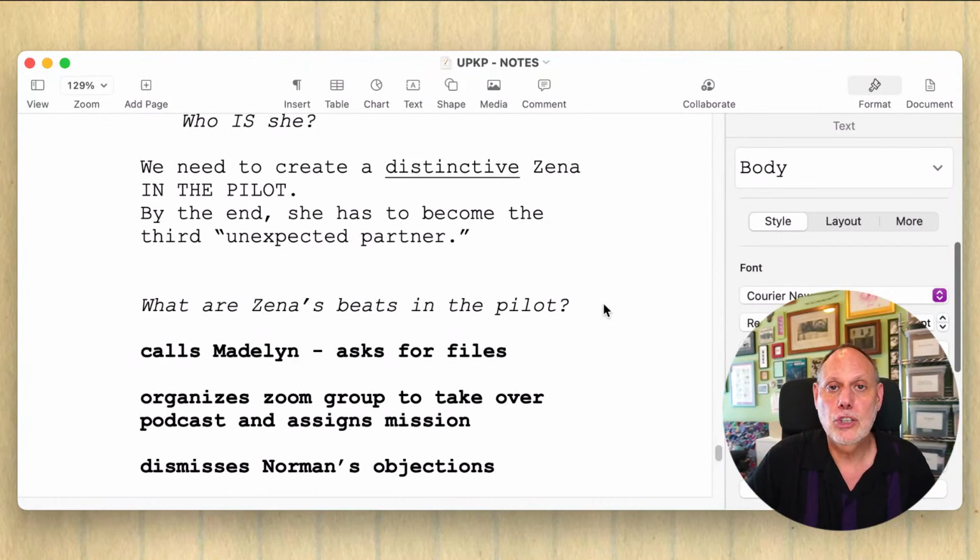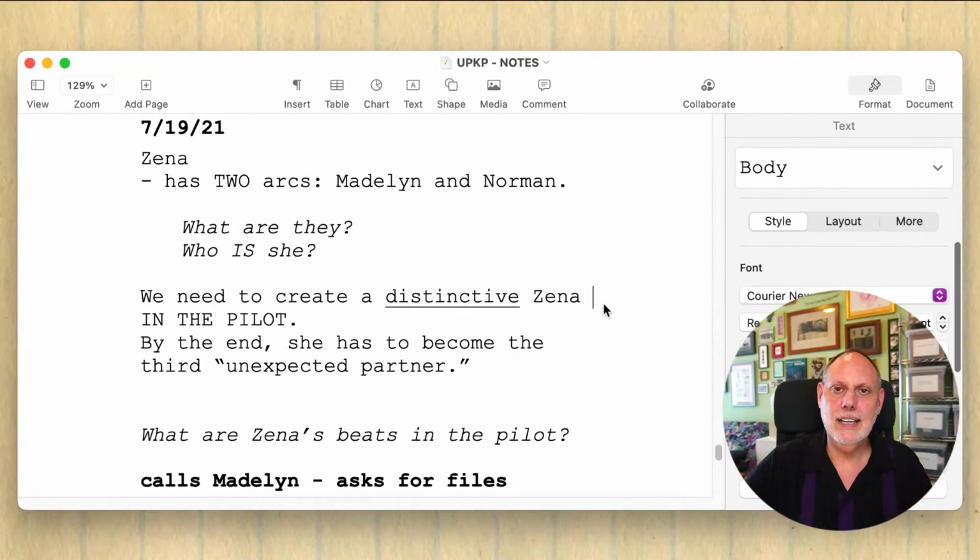The thing you're always trying to do is set up a sense of suspense, a sense of, I wonder how this will go, in the audience. And in this case, the thing that we're wondering about is, A, how are they going to resolve this killer story? But more important, what's going to happen when these people who have a lot of reasons not to get along are tied together by an emergency? So I was thinking about who Xena is, what her arc is with both Madeline and Norman.